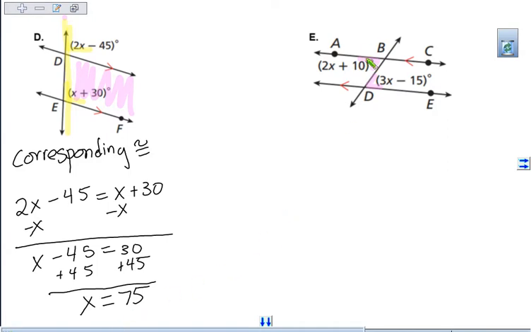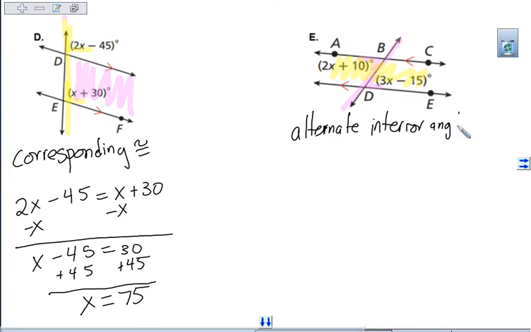And last one on the notes, we've got 2x plus 10 and 3x minus 15. Our transversal is line BD, and that means that everything between the two other lines is our interior. These two angles are on different sides of our transversal, and they are interior angles. So we have alternate interior angles. And we know that alternate interior angles, when we have parallel lines, are congruent. So we can set these equal to each other.